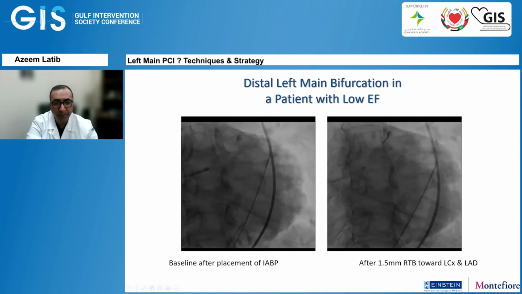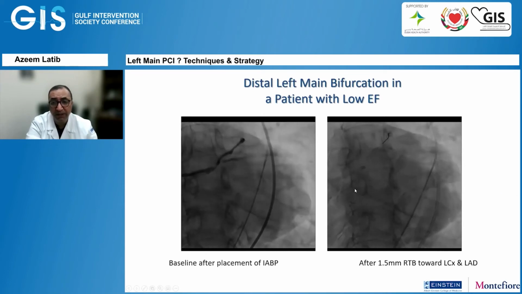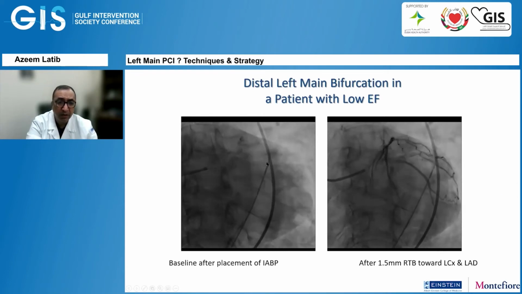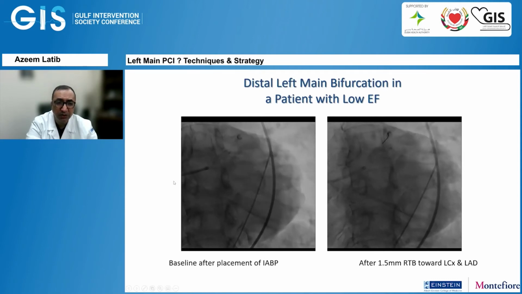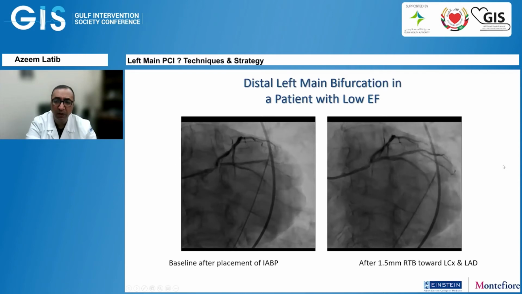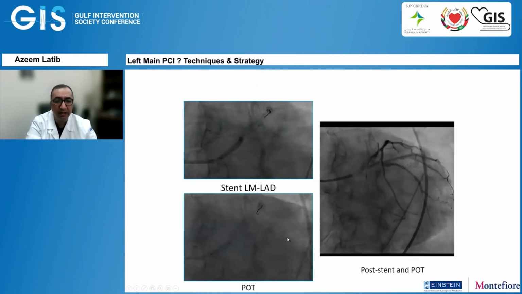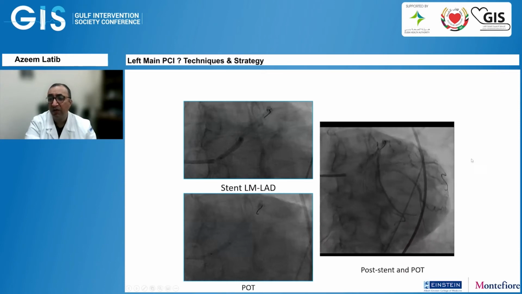I placed a balloon pump here. This is what it looked like after a 1.5 Rotablator, both towards the circumflex and towards the LAD. When you see such tight branches, I usually rotor the tightest branch first, and then I go to the other branch. Here then we stented the left main LAD and did a POT. This is what it looked like after the stent and POT. I think you'll all agree that this is a suboptimal result here for a very large, important side branch.